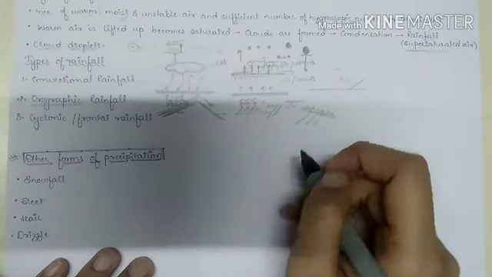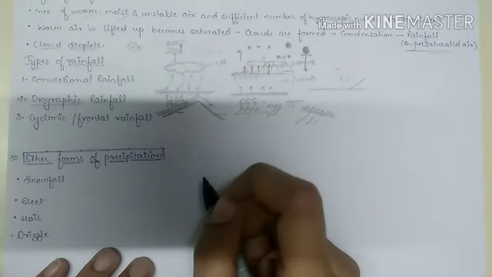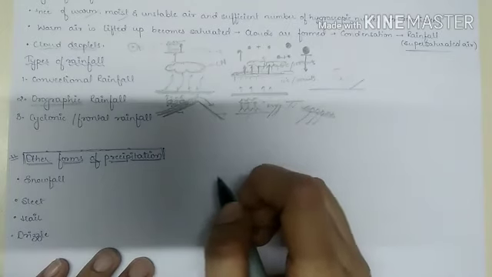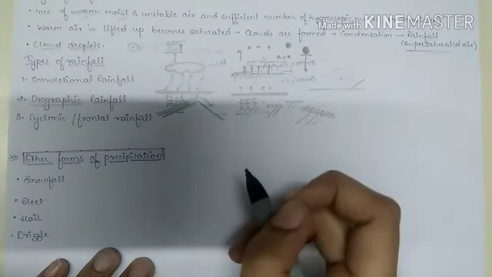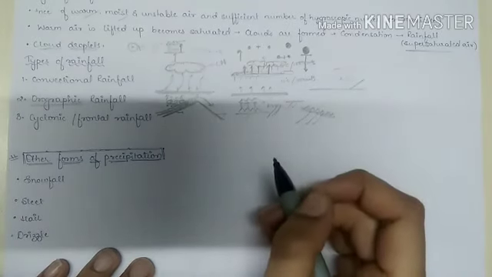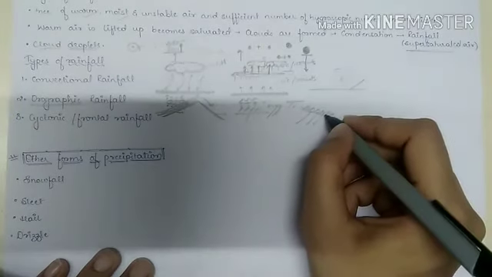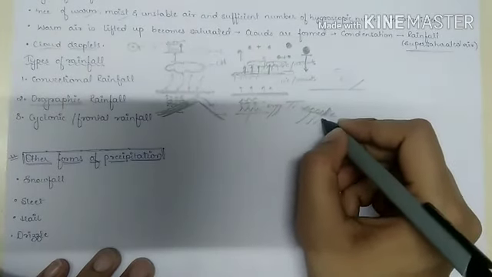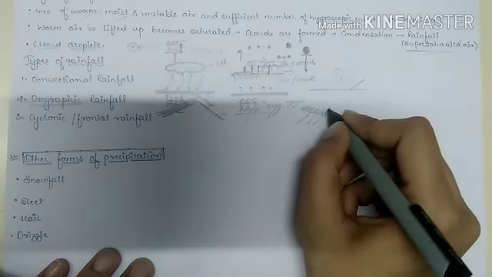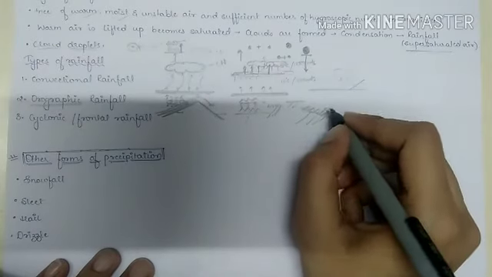Okay. Next we have the height of the mountain. It also affects the amount of orographic rainfall. Why? The more the height of the mountain, the more the air will rise and the more it will condense, and the more rainfall we get.